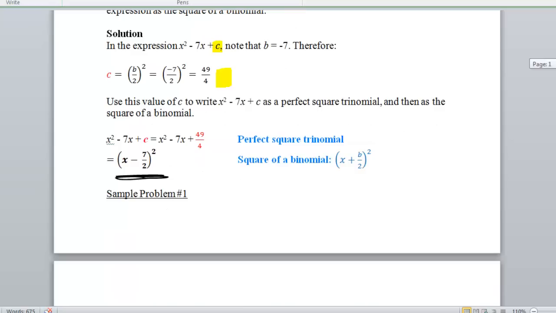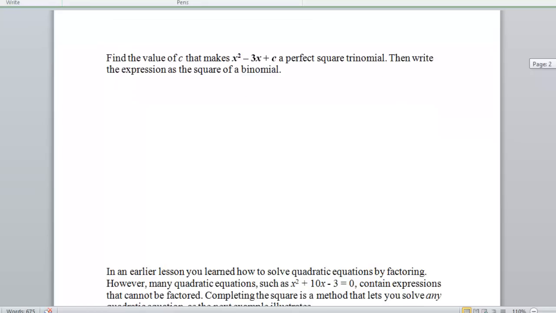So let's try to work a problem on our own. Let's go down here. Sample problem number 1. It says find the value of c that makes x squared minus 3x plus c a perfect square trinomial. So take a second to draw that.